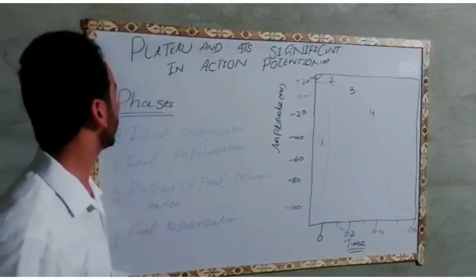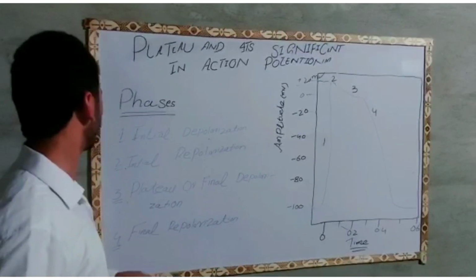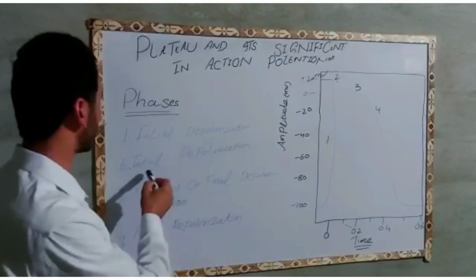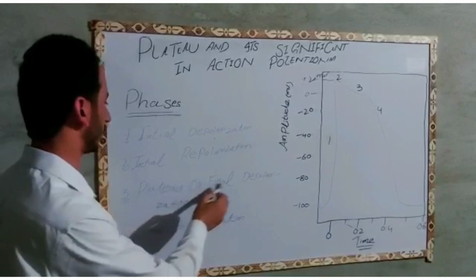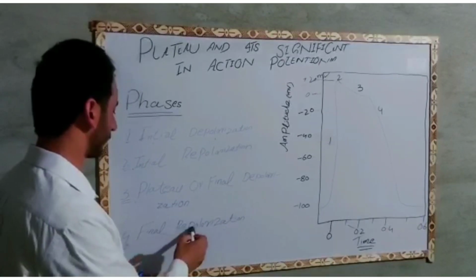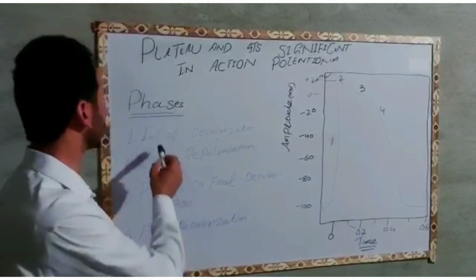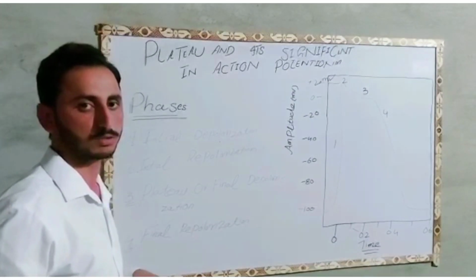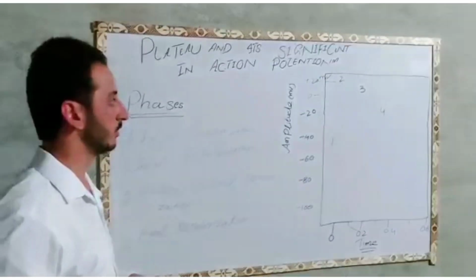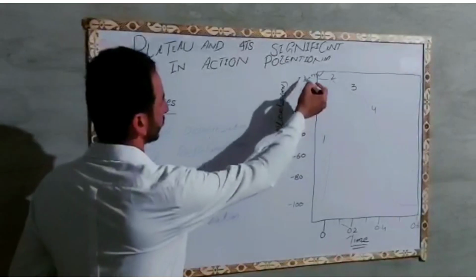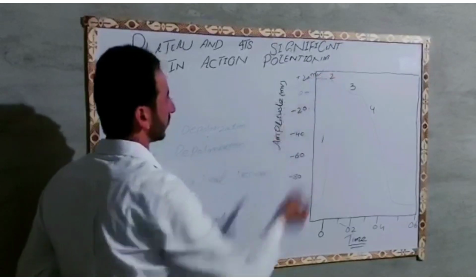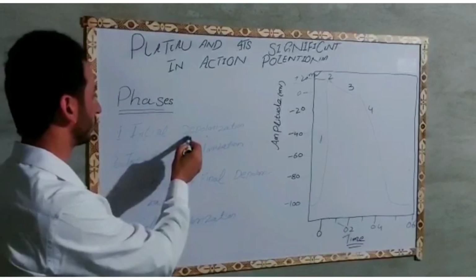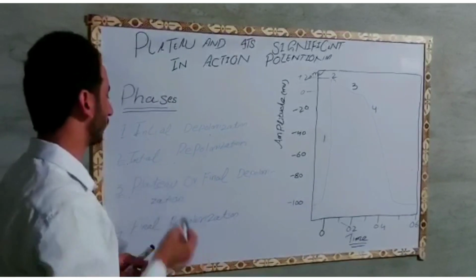If we discuss the phases of the action potential, there are 4 phases. First is the initial depolarization, second is the initial repolarization, third is the plateau or the final depolarization, and fourth is the final repolarization. The initial depolarization is very rapid and lasts about 0.002 seconds. Its amplitude is plus 20 millivolts. The second phase is the initial repolarization, which starts after the initial depolarization. It is also very short and rapid.